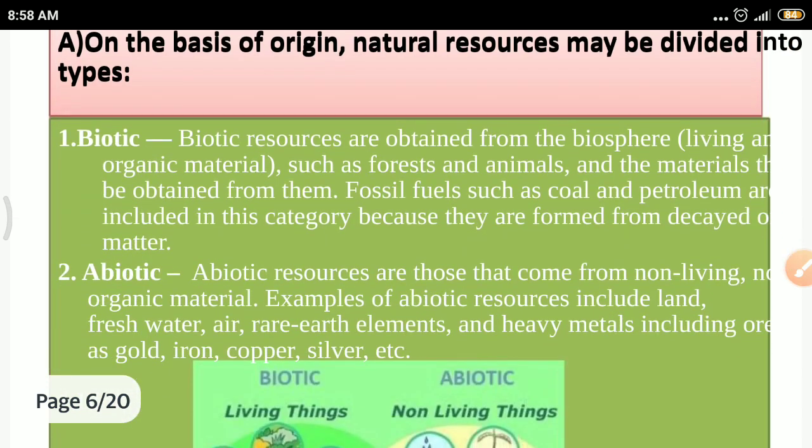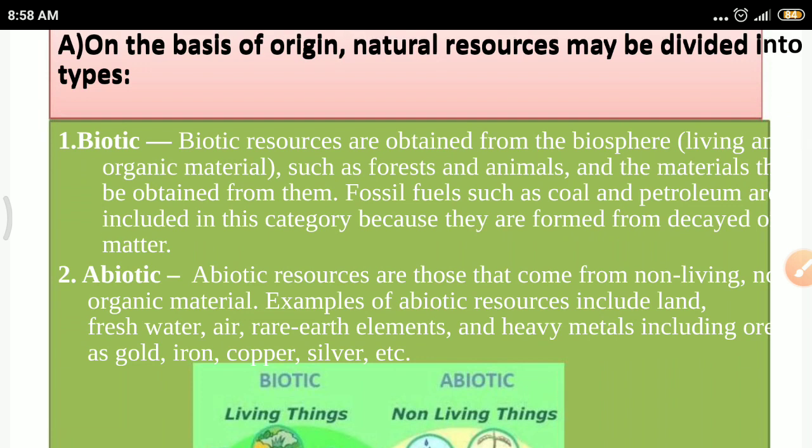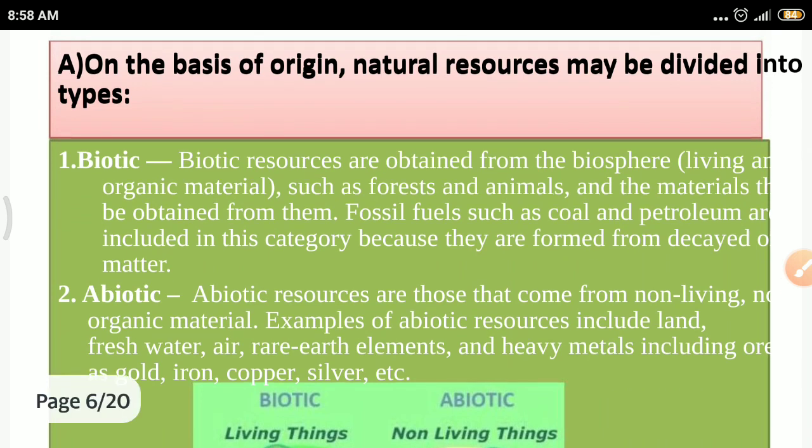The first classification is on the basis of origin, from where they originated, whether they are biotic or abiotic, whether they are living or non-living. So we can categorize natural resources on the basis of origin into two types: biotic resources and abiotic resources. Biotic resources are obtained from the biosphere. Biosphere means the living component of organic material. For example, forests, animals, and the materials which are obtained from them.